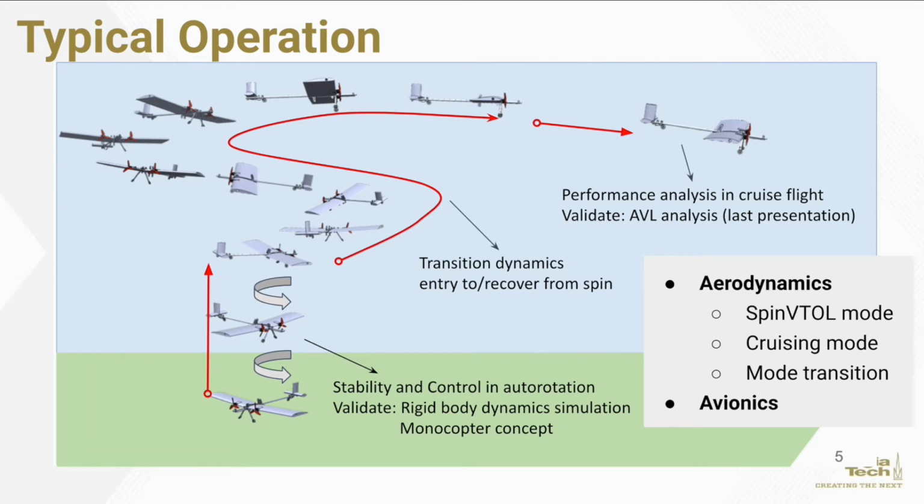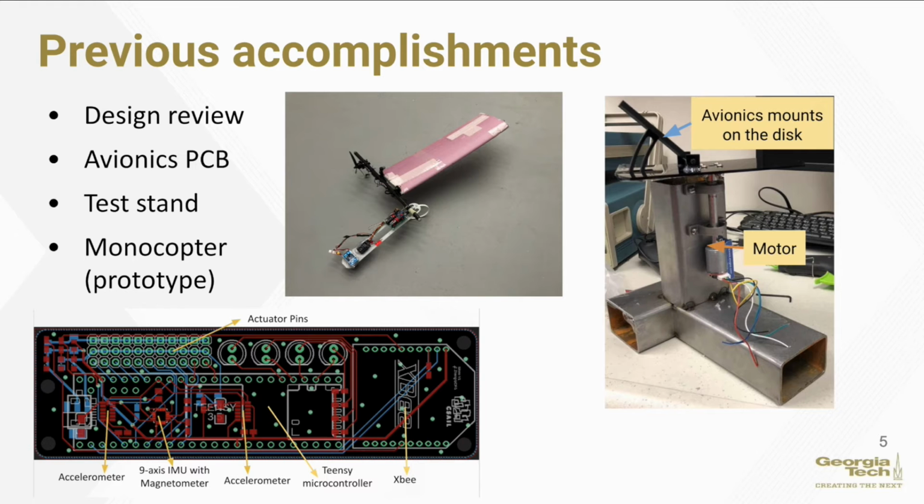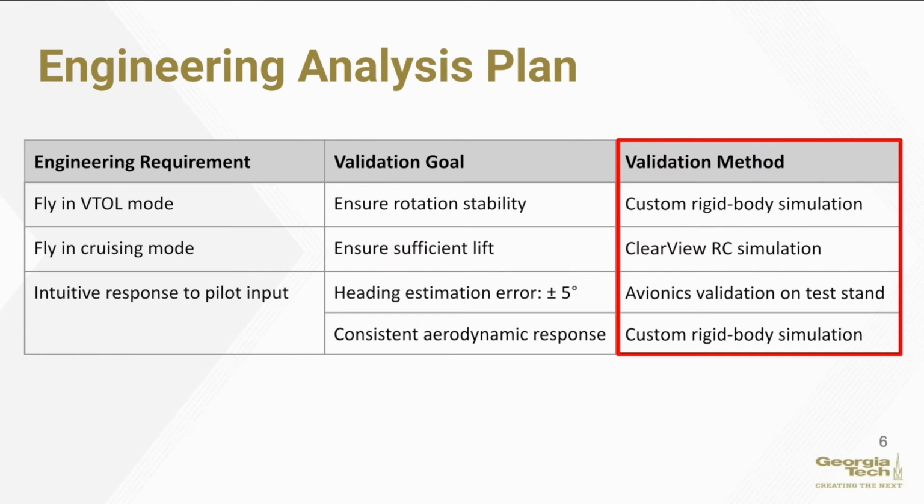The middle part shows the whole routine of how to do the transformation. You can find the cruising mode at top right. We use AVL analysis to validate this as we presented last time. So these are the previous accomplishments. We have our design review and PCB, and this is a test stand we use for avionics validation, and here is our monocopter prototype.